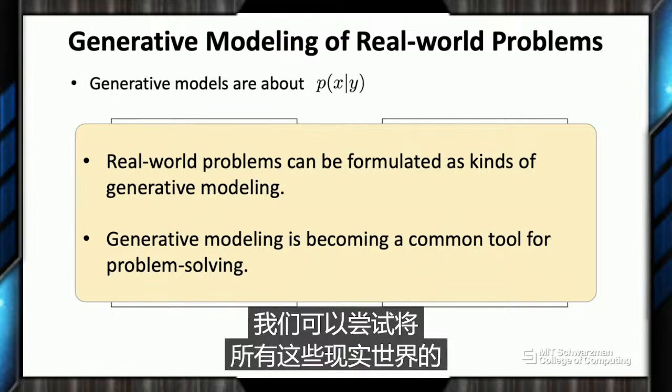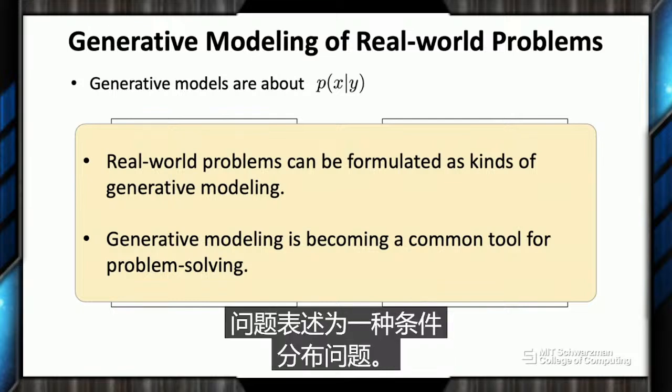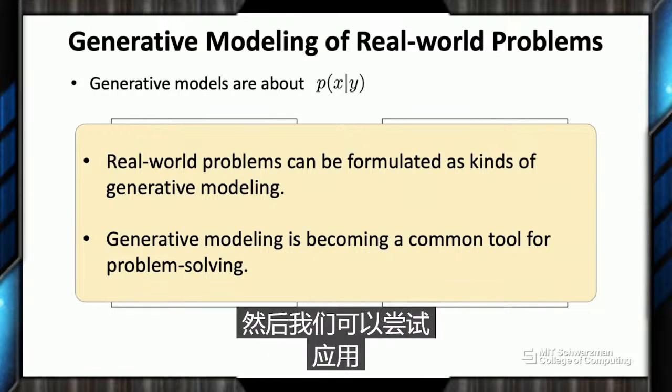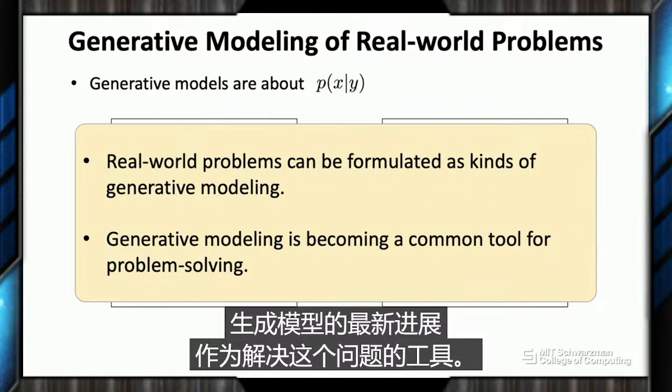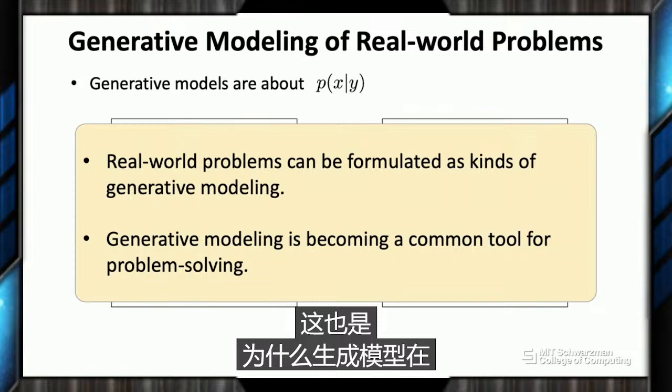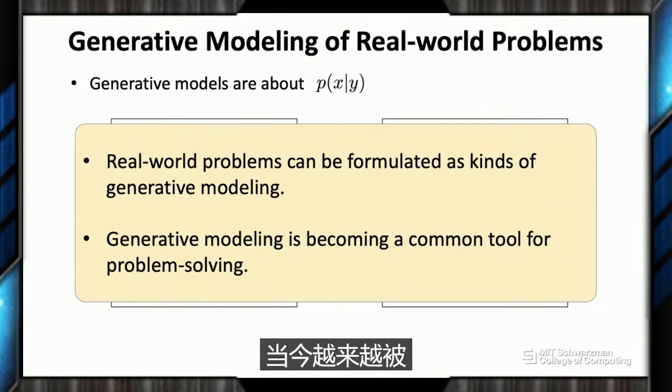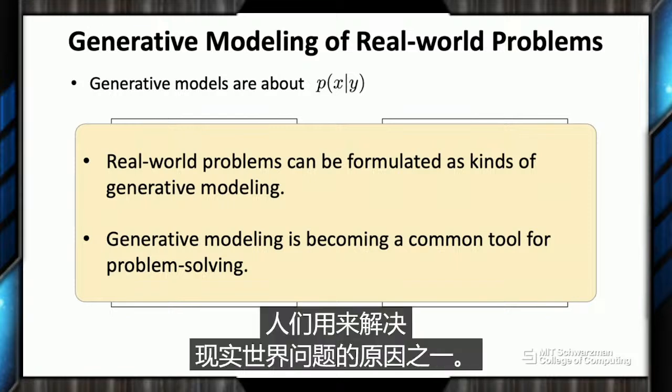We can just try to formulate all these real-world problems as a kind of conditional distribution problem, and then apply the latest advances in generative models as a tool for this problem. So this is also partially why generative models are becoming more and more common today for people to solve real-world problems.